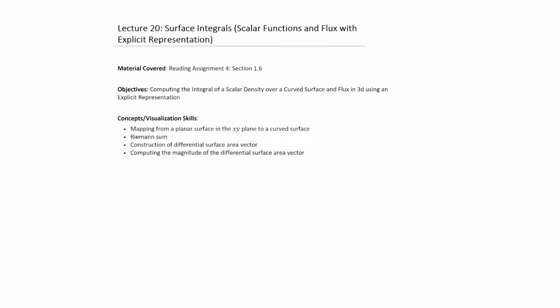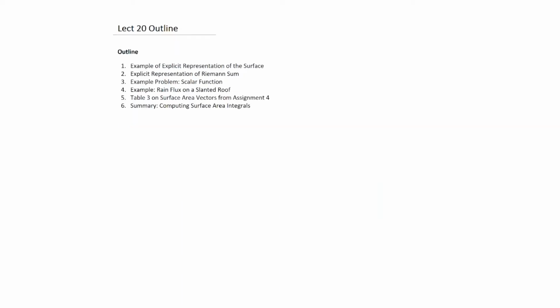The concepts and visualization skills associated with this lecture include mapping from a planar surface in the XY plane to a curved surface. In the last lecture, we were going to a UV plane. Now we're actually dealing directly with the XY plane. The Riemann sum in this case, the construction of a differential surface area vector, and computing the magnitude of the differential surface area vector. As usual, the second slide is just an outline of the presentation to follow, so we will just skip over it.